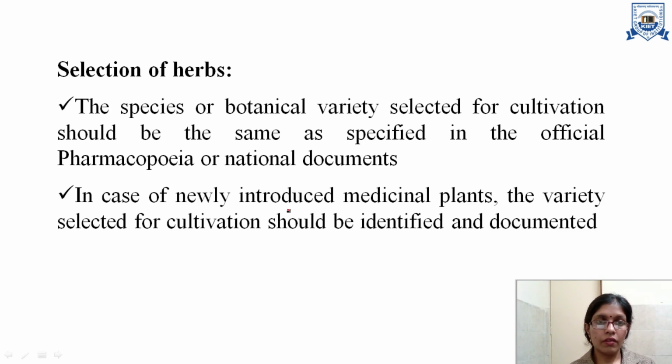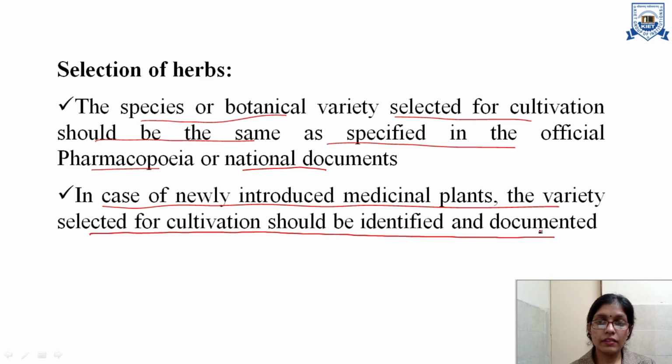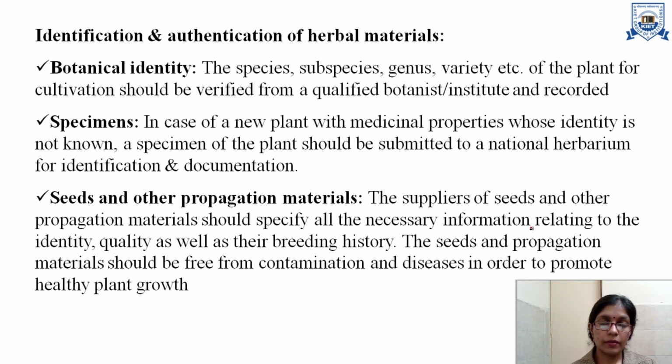The species or the botanical variety selected for cultivation should be the same as specified in the official pharmacopoeia or the national documents. The reason being that it will be better possible to go for the quality control processes. Then in case of newly introduced medicinal plants, the variety selected for cultivation should be identified and documented.